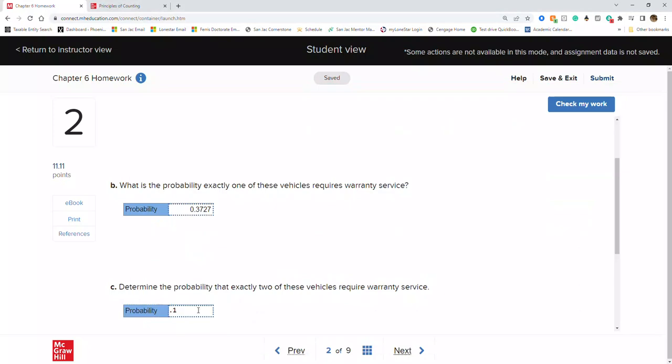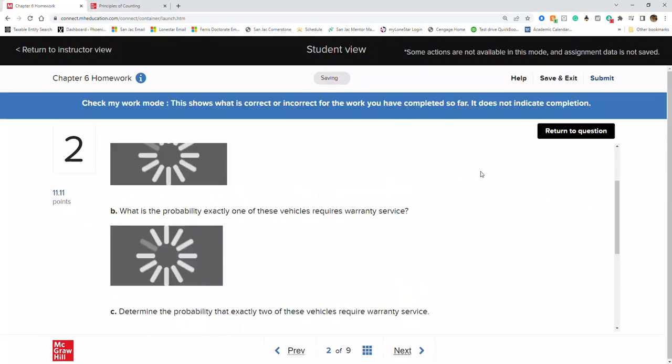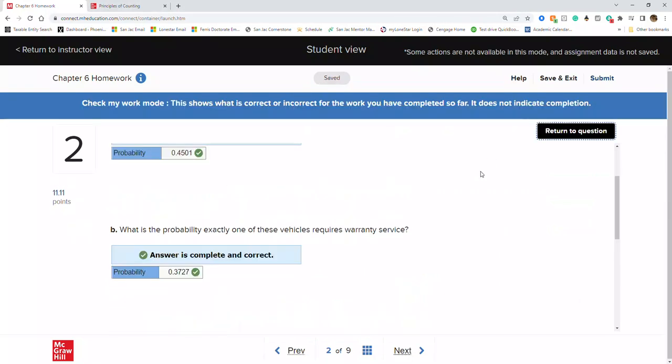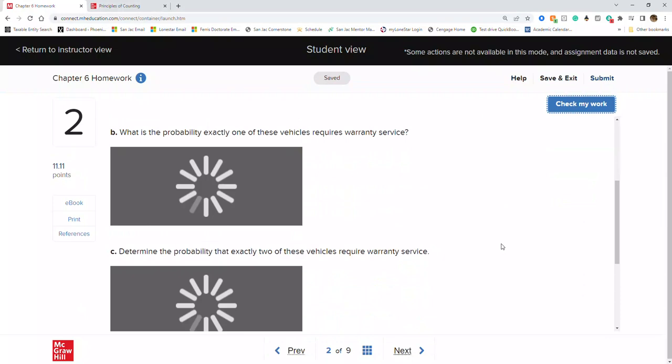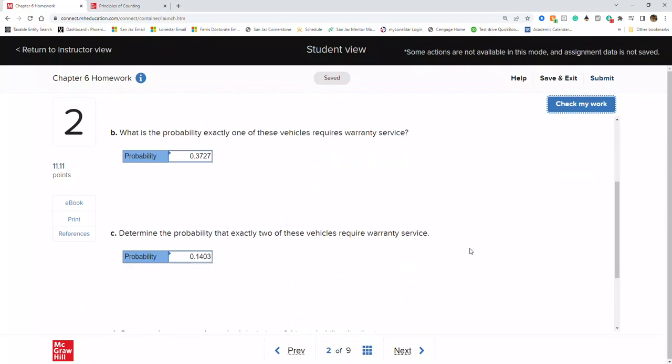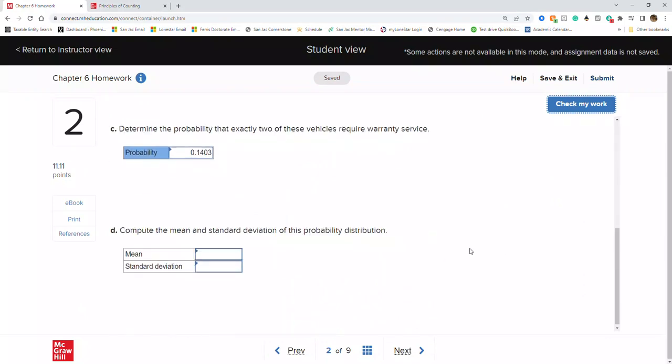0.1403. There we go. Forgot to drag down that last formula, but there's the answers right there. They are correct. So always double check. Make sure you drag down all your formulas if you do that method. It's perfectly fine. Alright, time to calculate mean and standard deviation.